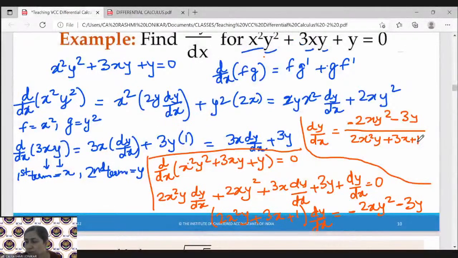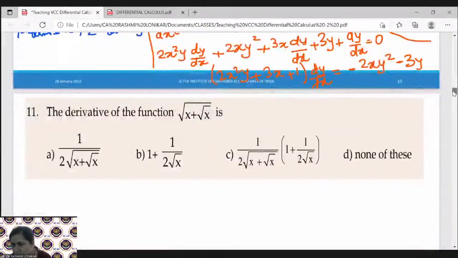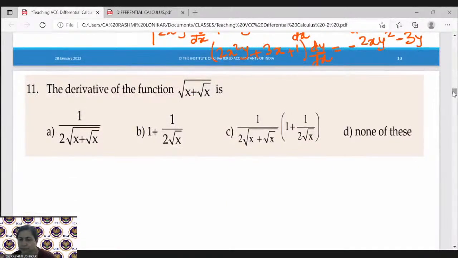Okay. So this is how you must calculate. You take one function at a time, solve it properly, take the second part, solve it properly, take the third part, solve it properly, and then you add them, and then all you need to do is take dy by dx on the left hand side and take all the other terms on the right hand side. Okay. So let us take the 11th sum now.